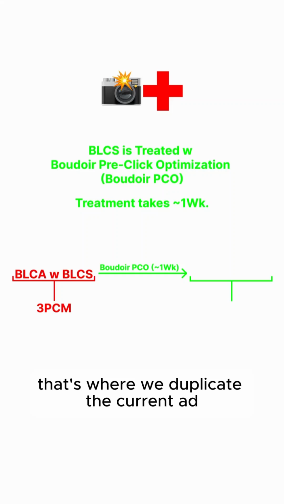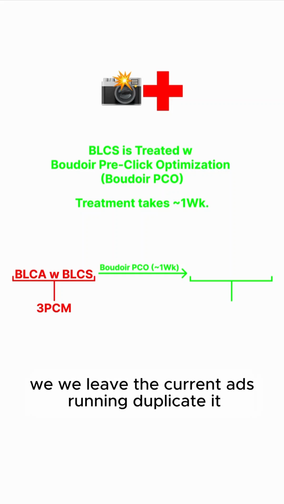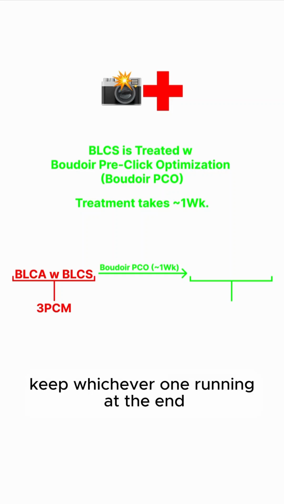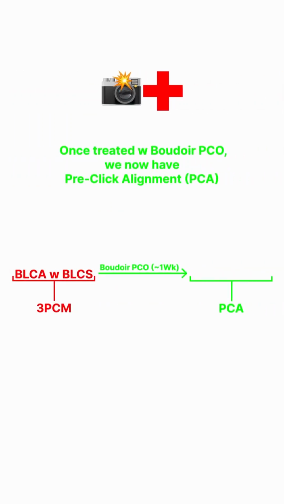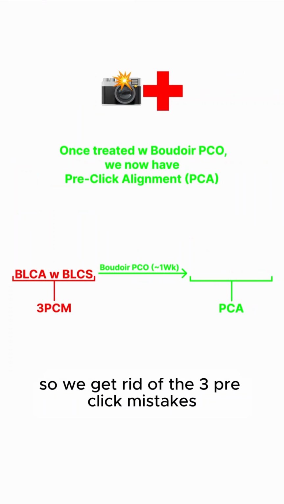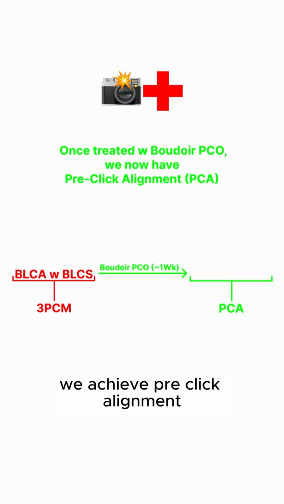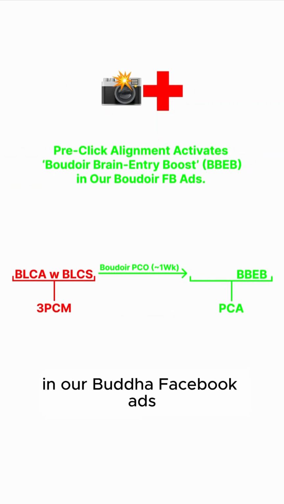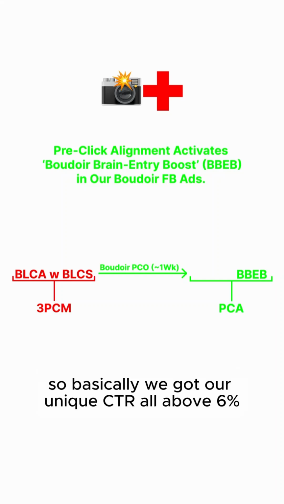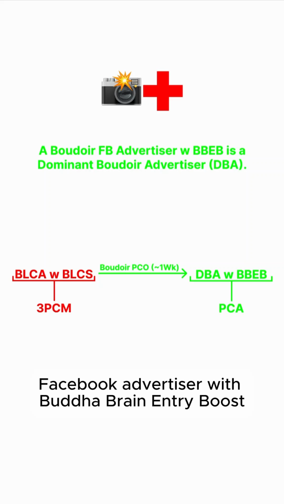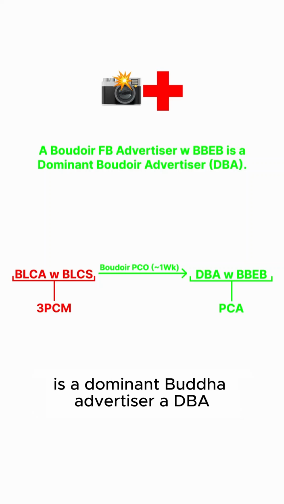And that's where we duplicate the current ad. We leave the current ad running. Duplicate it. We treat the duplicated ad, run them in parallel, keep whichever one is running at the end has the better metrics. Now, once treated with Boudoir Pico, we now have pre-click alignment, PCA. So we get rid of the 3 pre-click mistakes. We achieve pre-click alignment. And pre-click alignment activates Boudoir brain entry boost in our Boudoir Facebook ads. So basically, we got our unique CTR all above 6%. And a Boudoir Facebook advertiser with Boudoir brain entry boost is a dominant Boudoir advertiser, a DBA.